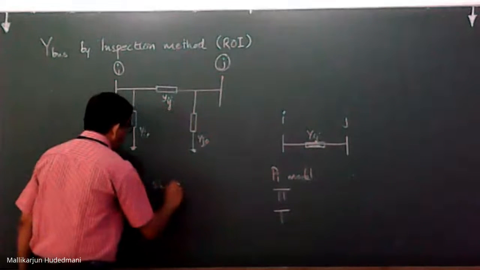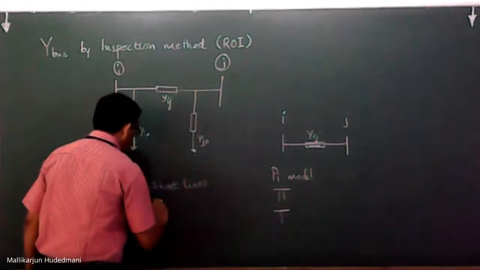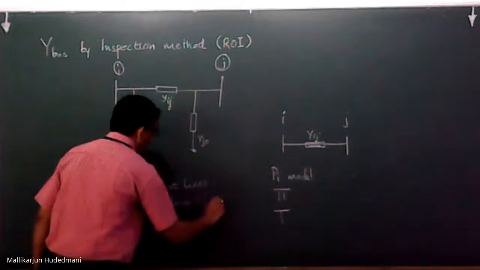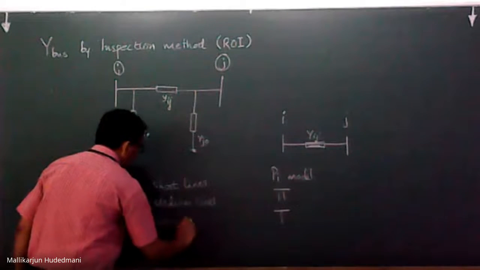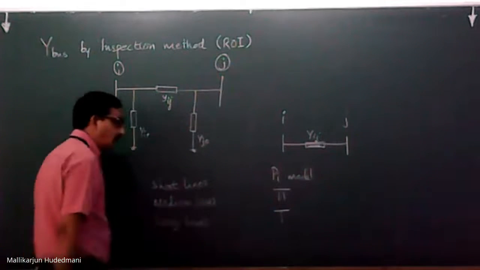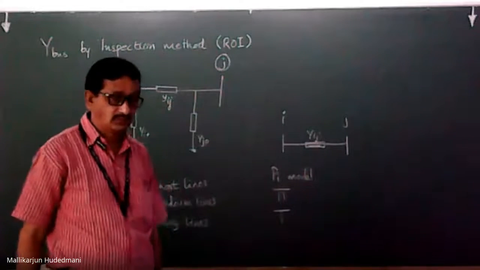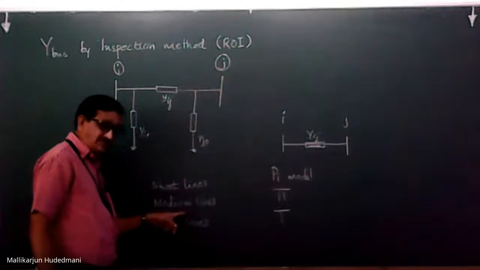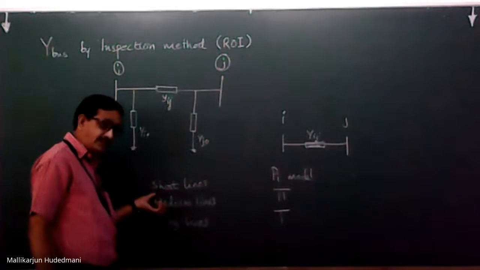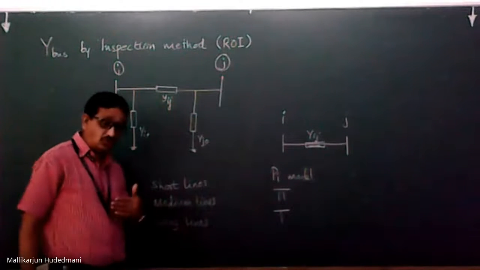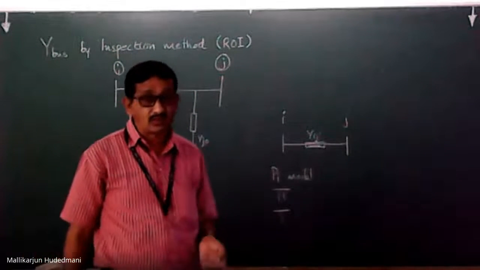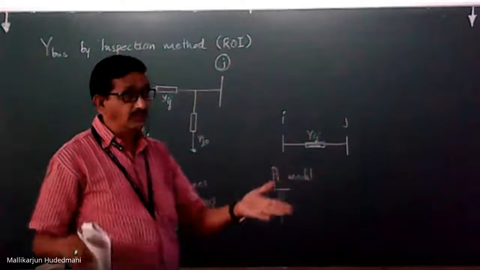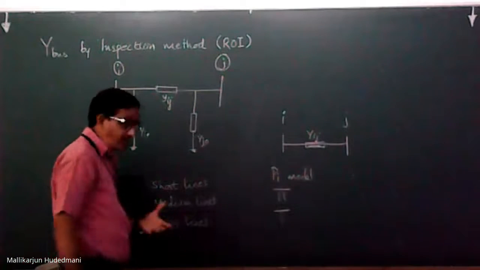Short line, medium line, and long line. Approximately up to 80 kilometers is what we call a short transmission line. From 80 to 160 kilometers, we categorize them as a medium transmission line, and 160 kilometers and above, we call them a long transmission line. This is one way of classifying based on the distance or length of the transmission line.